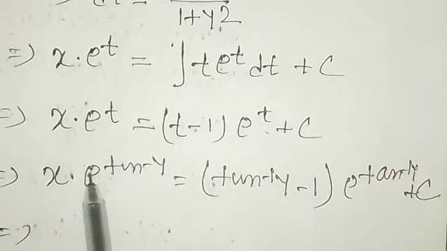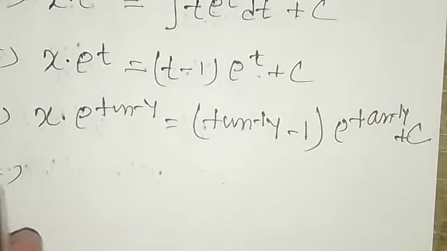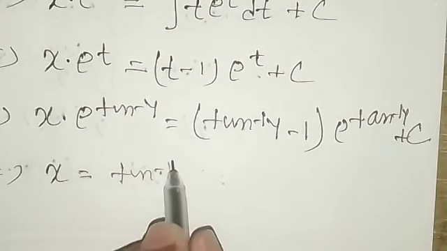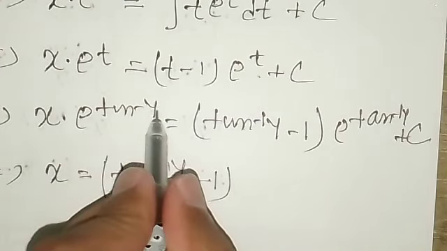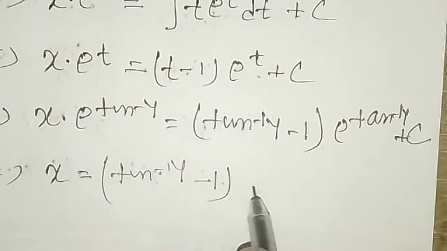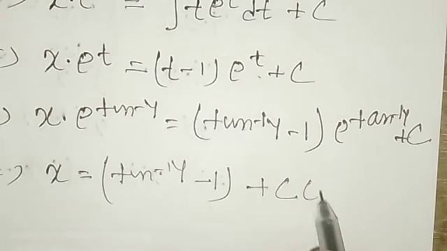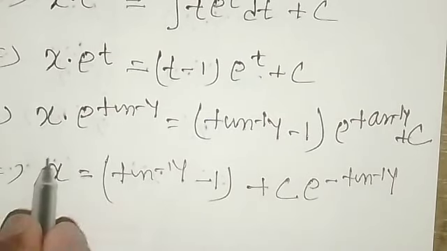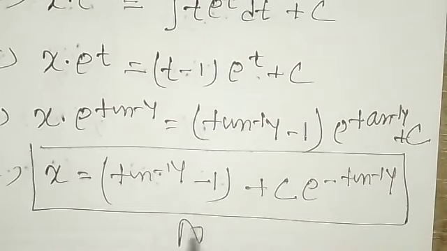Now if we bring e to the power tan inverse y to the other side, we can write the equation like this: x is equal to tan inverse of y minus 1, since the e to the power tan inverse y terms get cancelled, plus c into e to the power of minus tan inverse of y. So this is the required general solution of the given equation. Thank you.